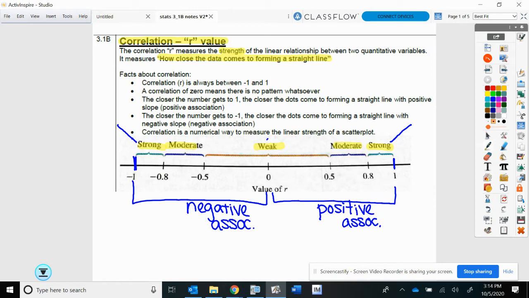The closer the number gets to one, the closer the dots come to forming a straight line with positive slope. The closer the number gets to -1, the closer it comes to forming a straight line with negative slope. And again, correlation is a numerical way to measure the linear strength. Just because our data is curved does not mean it won't have a high correlation. So be very careful. Always graph the data first to see if it's a curved or a linear relationship before you start calculating and doing all your different tests.